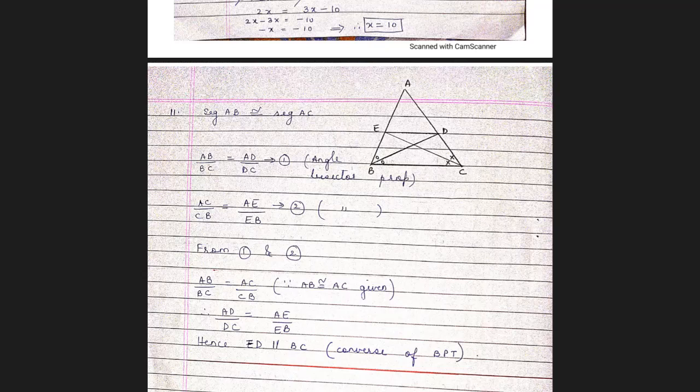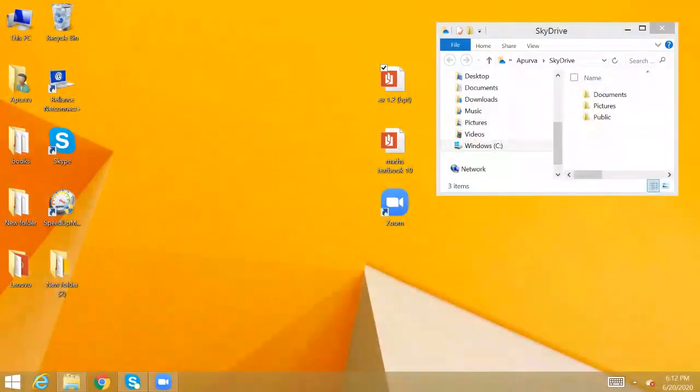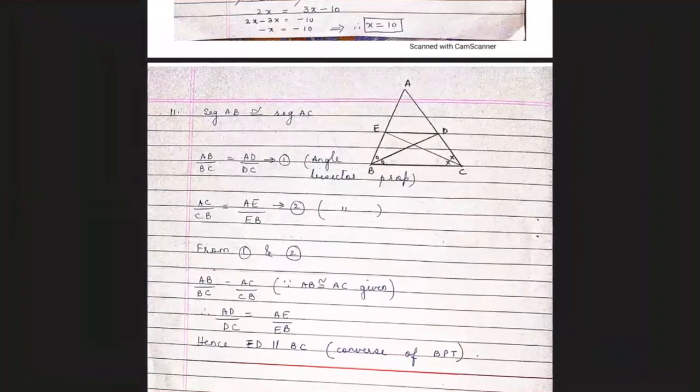So from there, what do I infer? I infer that ED is parallel to BC. So that's the converse of BPT. So if you're given that the sides are divided in the same proportion, then the line ED is parallel to the base BC. So that's converse of BPT. Children, I hope the last question is also clear. With this, we finish with the exercise 1.2.